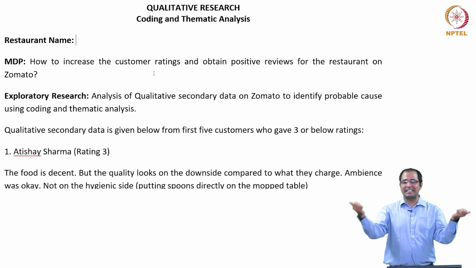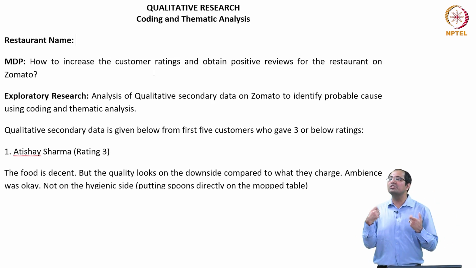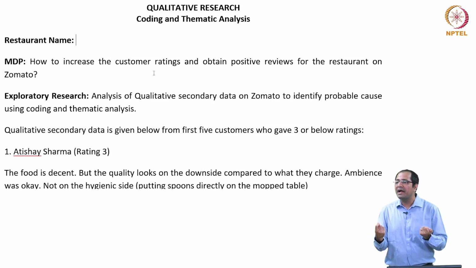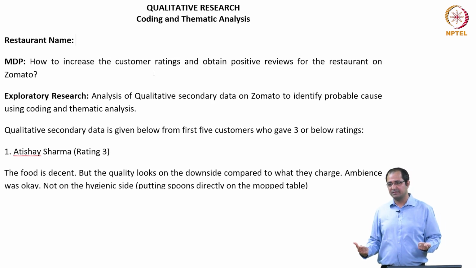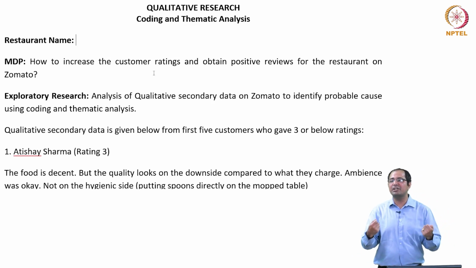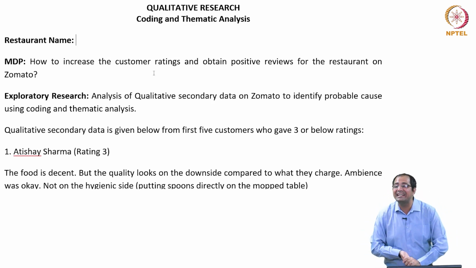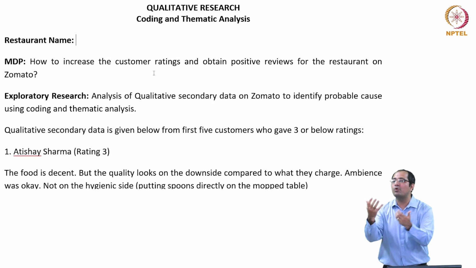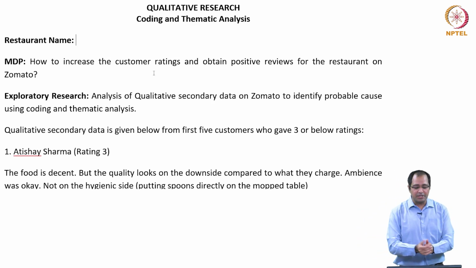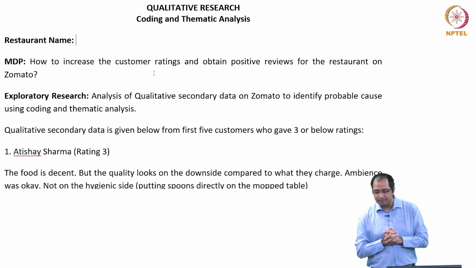So one of the ways is secondary data analysis, right? Now where is the secondary data? You go to Zomato and reviews are there. So that is a kind of secondary data. Now once you get to that secondary data, what to do with that data? With the help of only 5 reviews, I am going to analyze that secondary data to get to the probable cause.